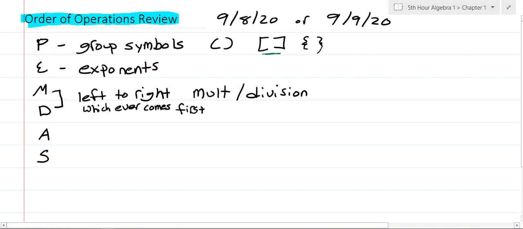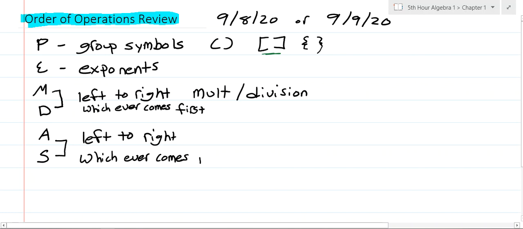Same thing for these last two, adding and subtracting. It doesn't mean that adding goes first. These ones, you go left to right, whichever comes first. And again, the A and the S stand for addition or subtraction.